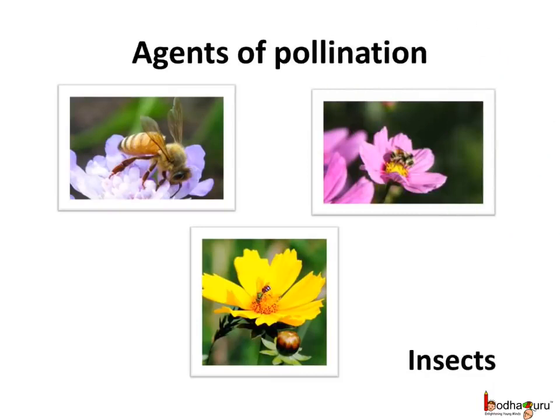The insects visit the flowers for nectar and transfer the pollens to the stigma. Generally, the insect-pollinated flowers are brightly colored, have sweet smell. They are also rich in nectar.